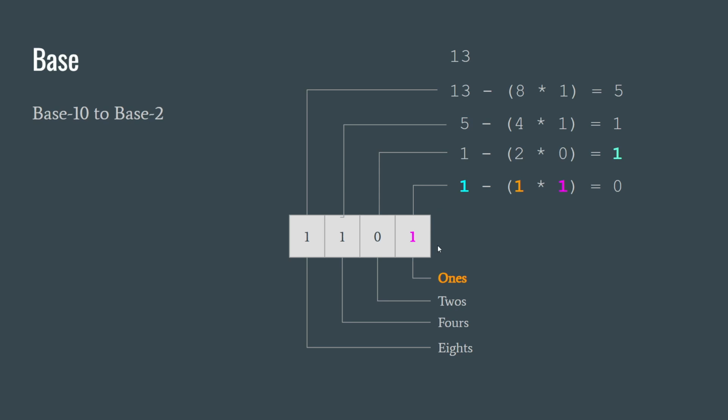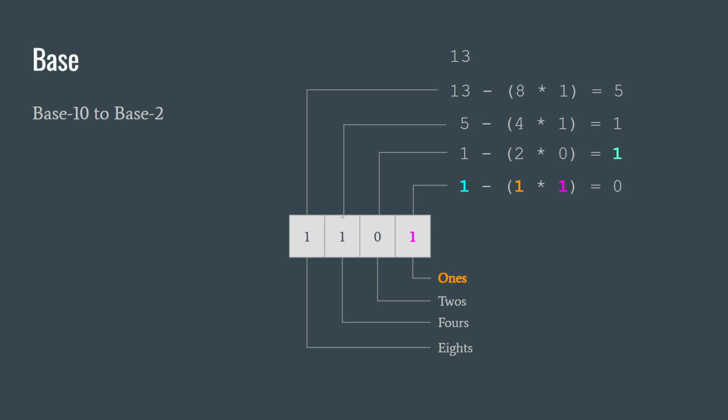Then we get to the 1's place. How many 1's can you pull out of 1? And the answer is 1. So 1 minus 1 times 1 equals 0. And so you end up with the number 1101 here. This is the decimal 13 up here. This is the binary representation of 13 down there. And so that's kind of mentally how you do that conversion between base 10 and base 2.